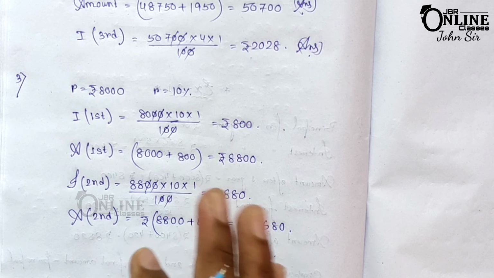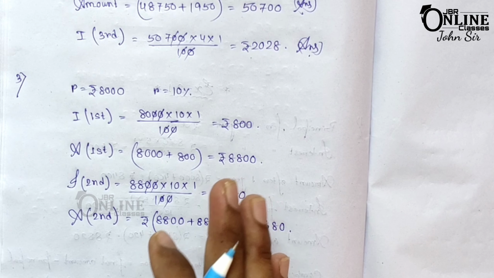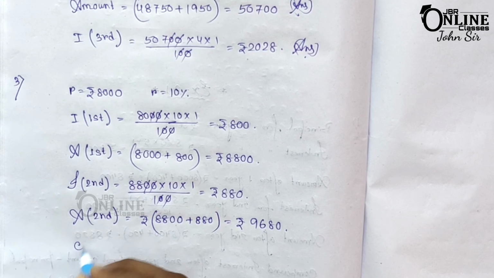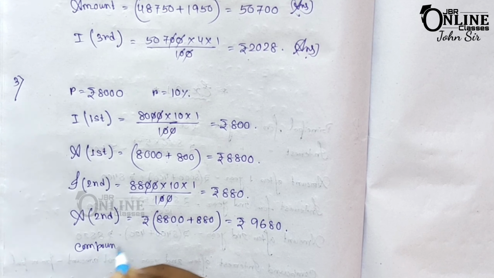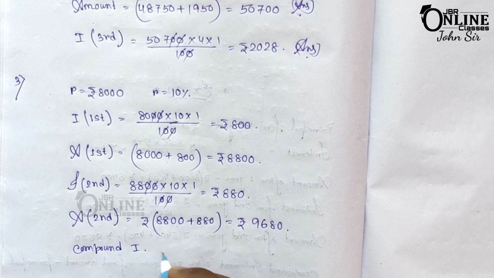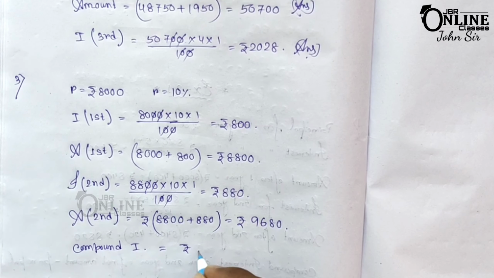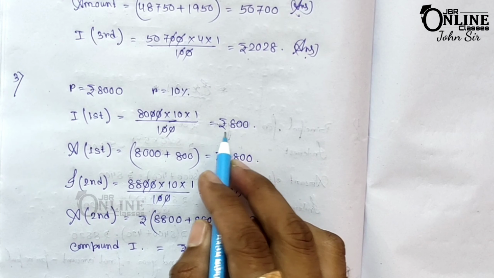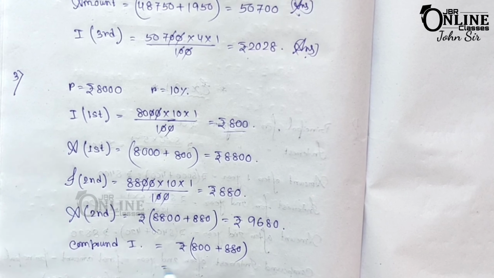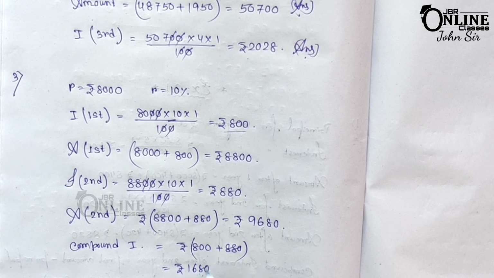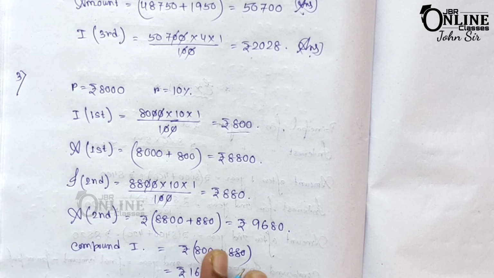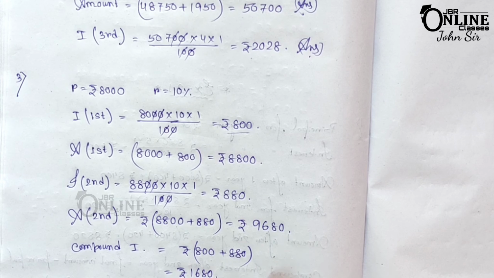Okay, now you have to calculate the compound interest for the second year. So here the compound interest for the second year equals rupees 800 plus 880. So that equals rupees 1680. So rupees 1680 is the compound interest for the second year. That is the first answer.